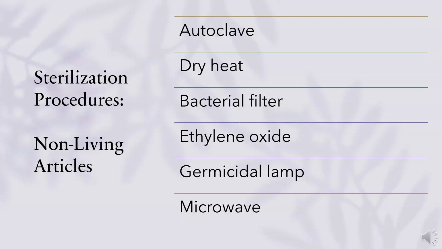The routine sterilization procedure for non-living articles, such as nutrient media, glassware, distilled water, and instruments, is autoclaving under steam at a pressure of 15 psi and a temperature of 121 degrees Celsius for 15 minutes.